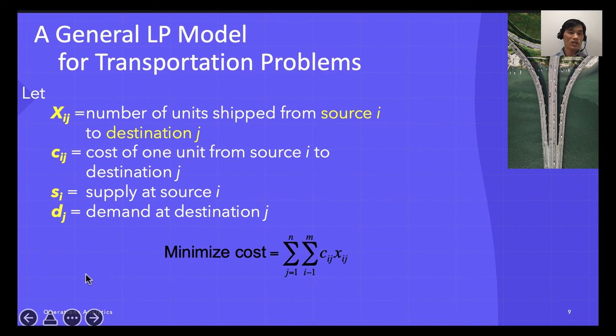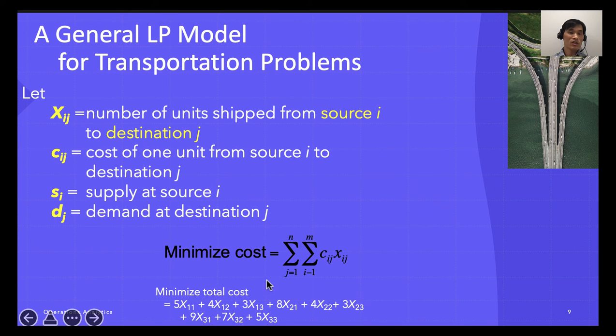And the objective function can be explained as: minimize cost, sigma j equals 1 to n, and then another sigma i equals 1 to m, of Cij times Xij. That's minimize cost, and if you simplify everything, this is going to be it.